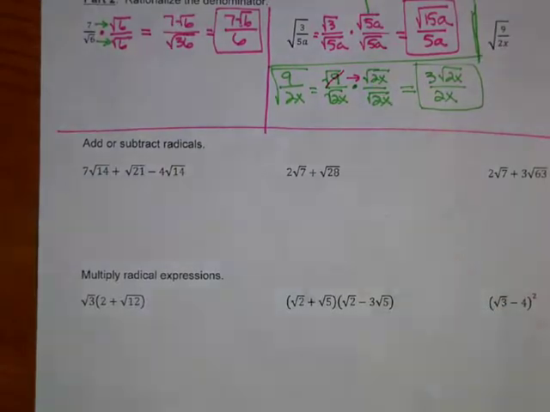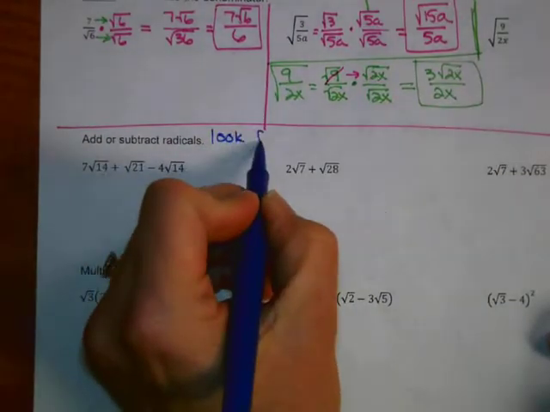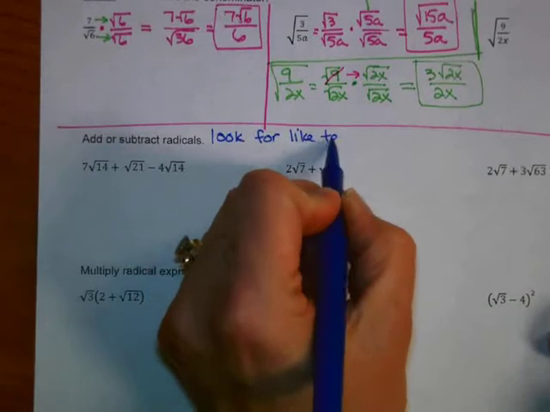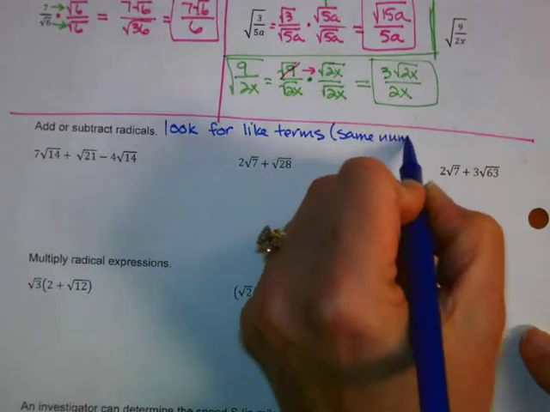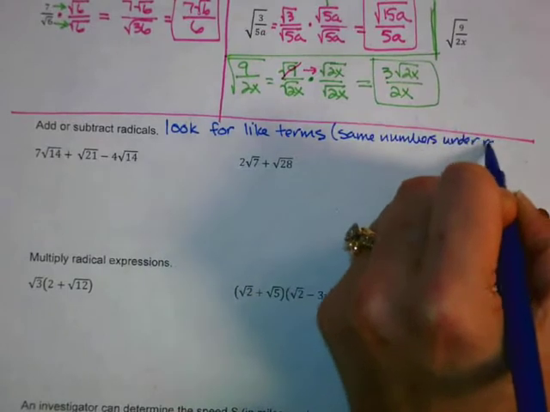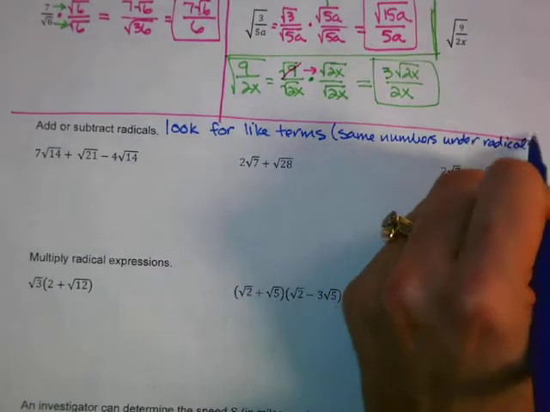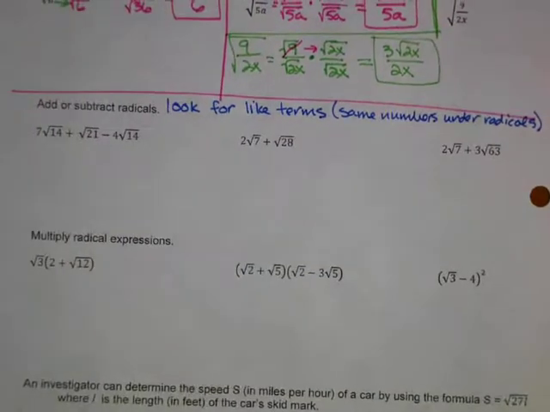So in this section, this skill, you need to look for like terms, meaning the same numbers under the radicals. Same radicand, basically, if you want to use that word. Looking for like terms. Like terms means they have the same radicand, the same number.